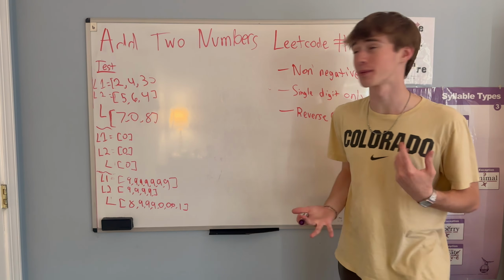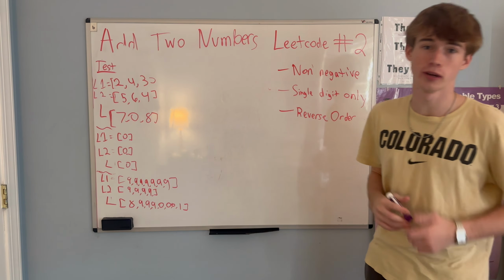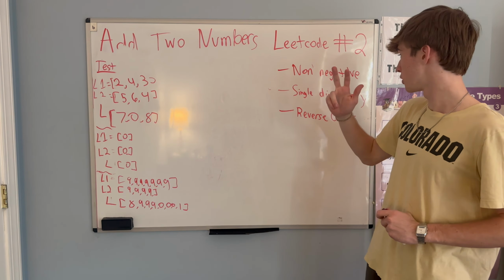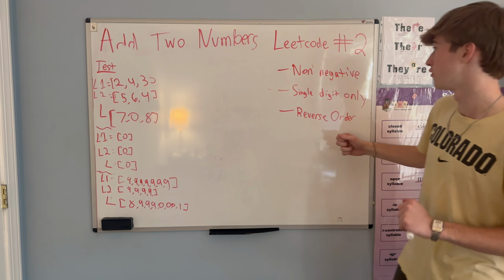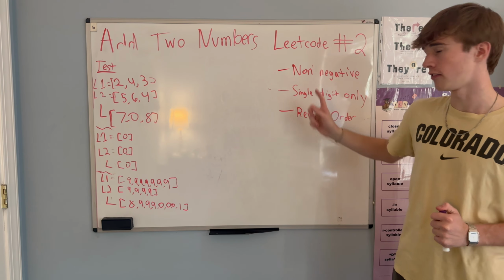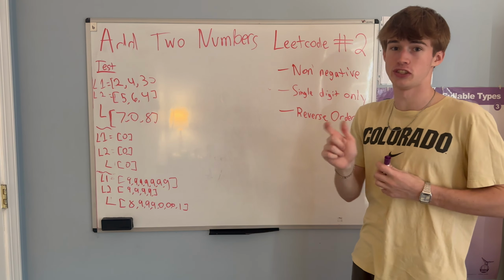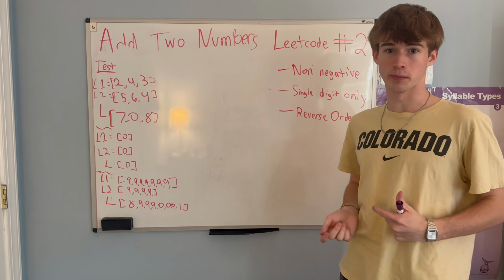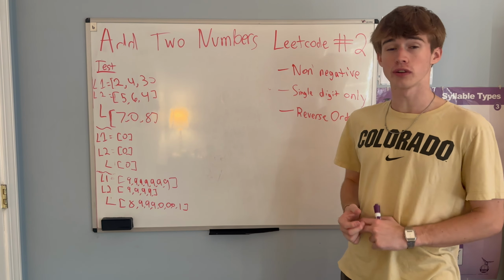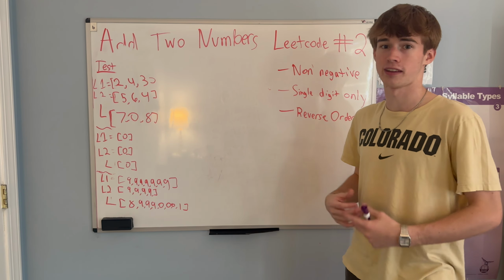It's Danny, and today we're going to be talking about LeetCode number 2, add two numbers. This problem gives us two numbers stored as linked lists in reverse order. They are non-negative, and each node contains a single digit, and you are tasked with adding these two numbers and finding the result. The result is then returned as another reversed linked list.